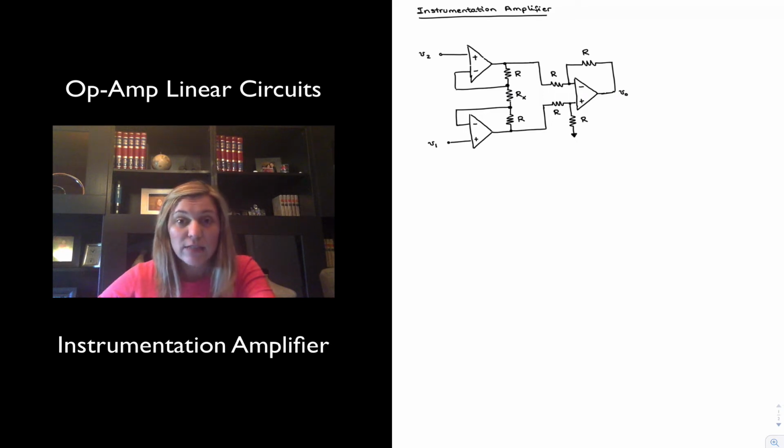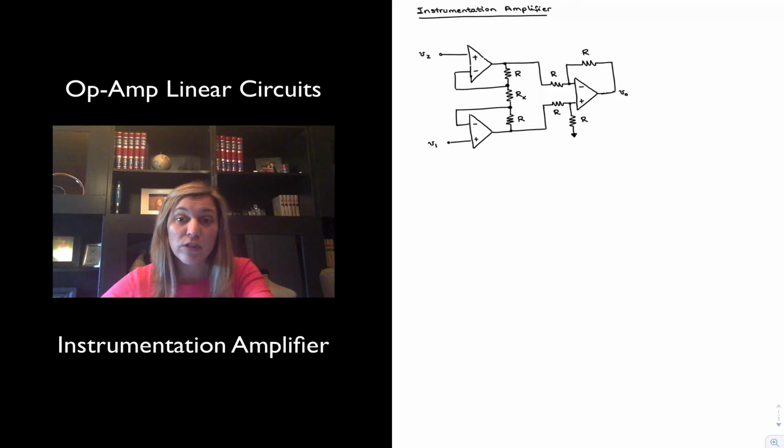Now, we have studied the difference amplifier, which is also a circuit that amplifies a differential input signal, and it also rejects any common mode signals. However, there are several advantages that the instrumentation amplifier has over the difference amplifier, and we're going to see those in a little bit. But first, let's take a look at the analysis.